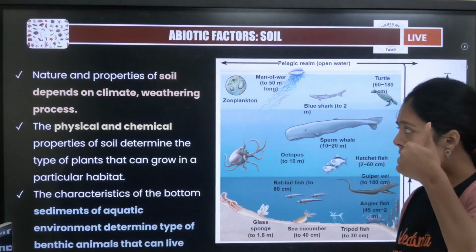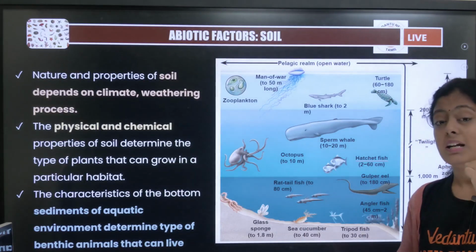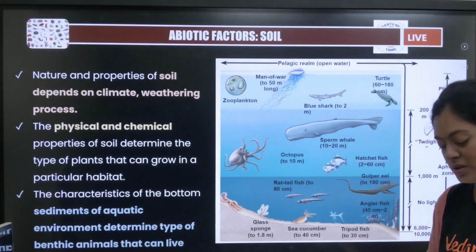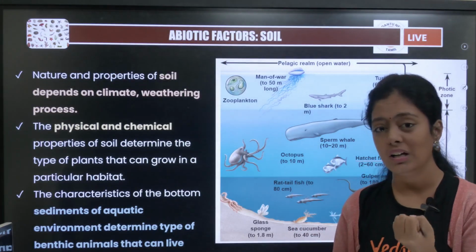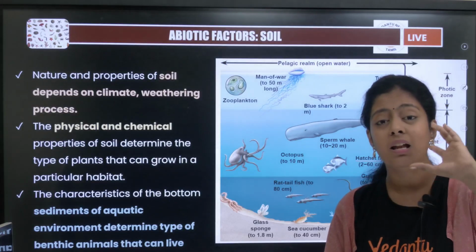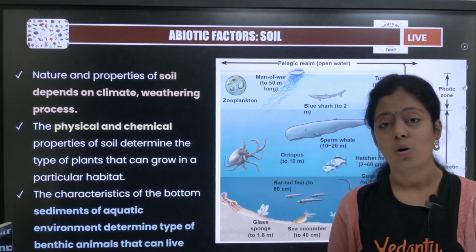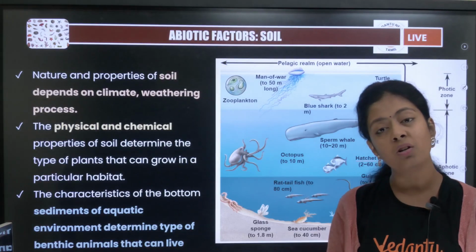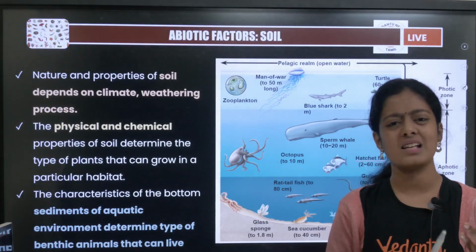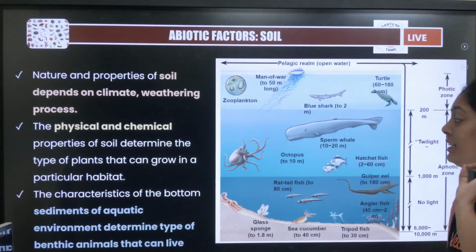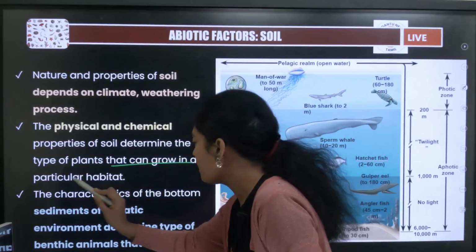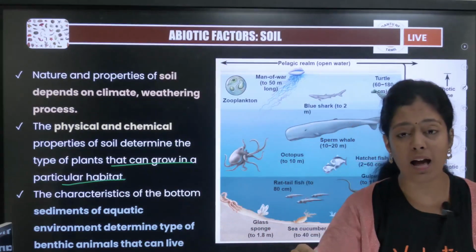Okay, nature and properties of the soil depends on climate and weathering process. Now take desert. What kind of soil is there in the desert, children? Sandy soil is there. Correct? And that sandy soil is not fit for vegetation. Okay, and as a result many plants do not grow there. Only plants like cactus and xerophytes grow there.